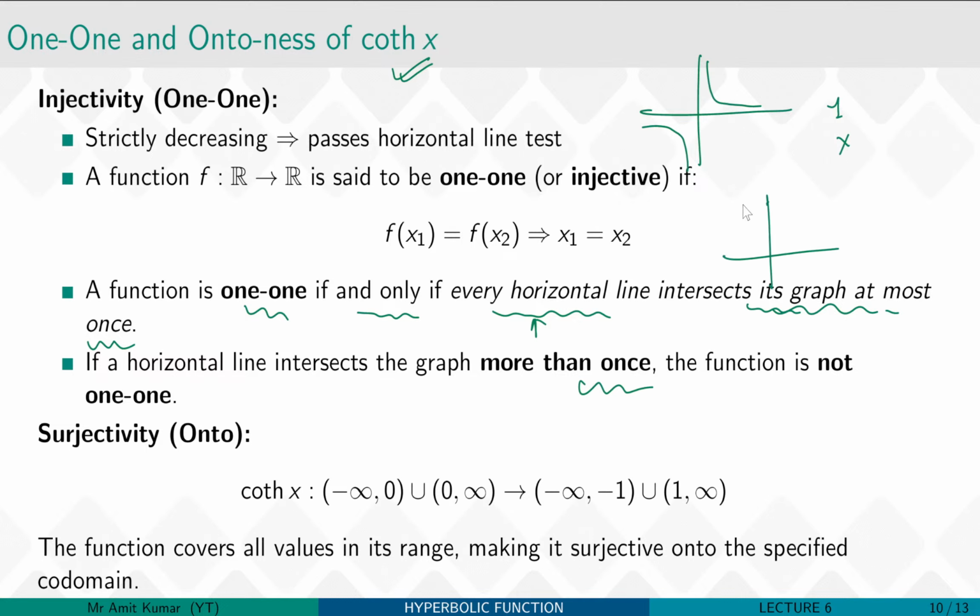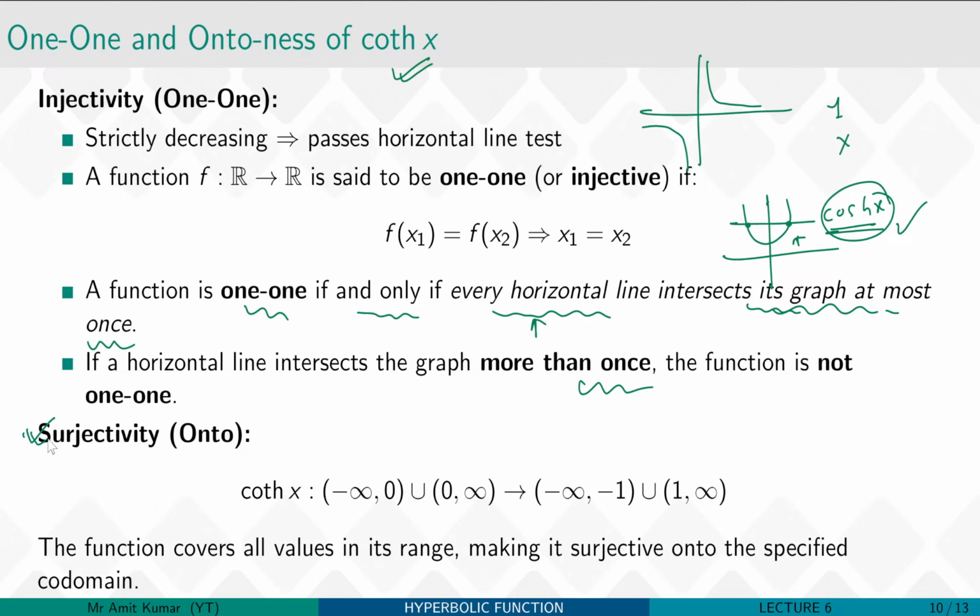Recall the graph of cosh x. It looks like this. This is the graph of cosh x. By the horizontal line test, we can prove this is not a one-one function because there exists a horizontal line which intersects the graph at 2 points. So by the horizontal line test, we confirm cosh x is not a one-one function. Okay. So by the horizontal line test, we can conclude that the coth hyperbolic function is a one-one function.